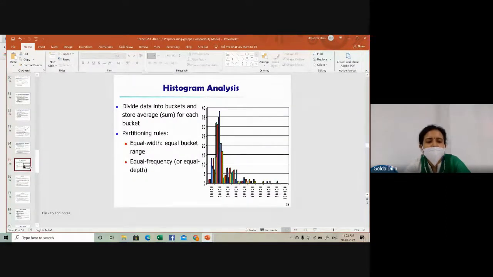Okay, so you can represent the data using singleton buckets, or you can further reduce the data. For example, each bucket can have a continuous range for a particular attribute. So it is a reduced representation of the data. This is another technique.